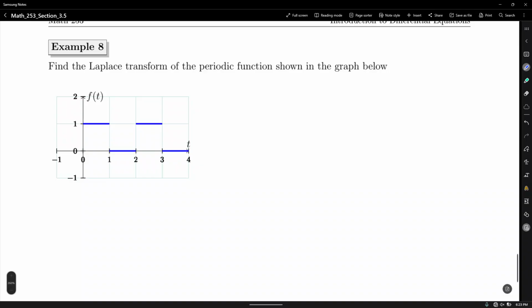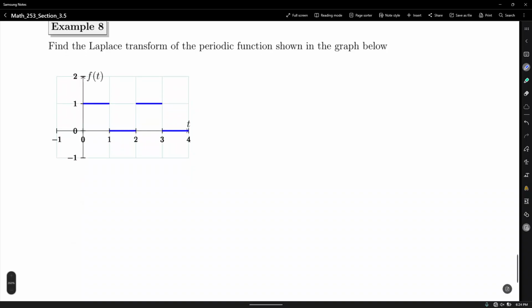Okay, let's find the Laplace transform of this function represented by this up, down, up, down. One example, and we're done. Number one, the fundamental period for this one. After how many units do you see the shape of the graph repeat itself? How many units? 2 units. So we have a period of T equals 2.